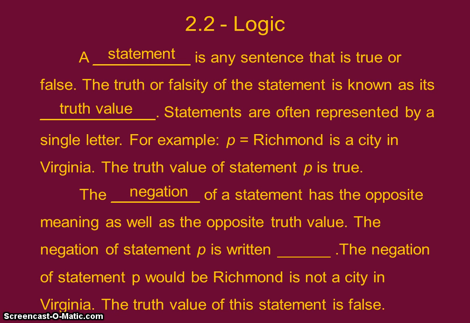The negation of a statement has the opposite meaning as well as the opposite truth value. The negation of statement P is written tilde P. The negation of statement P would be Richmond is not a city in Virginia. The truth value of this statement is false.